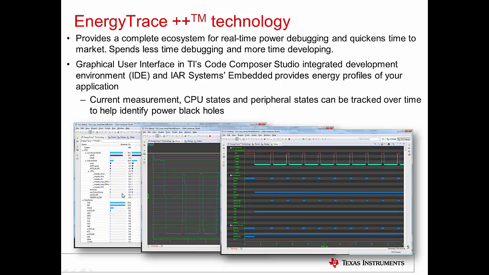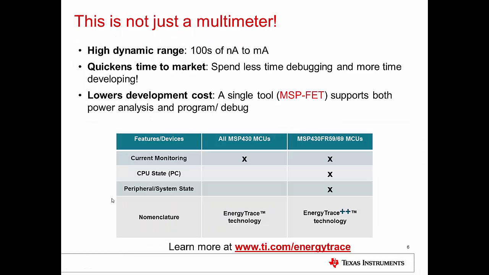So I could essentially accomplish all of the MSP430 debugging capabilities with this IDE environment plus more, because I can actually see what my CPU and peripheral states are doing as the code is executed in real time. I could quickly identify areas of energy inefficiencies in my code by observing peripheral states being activated when they should not be activated. So this is not just a simple multimeter here. This is a current profiler in your pocket that offers high dynamic range, which is capable of measuring from hundreds of nanoamps to milliamps of current.